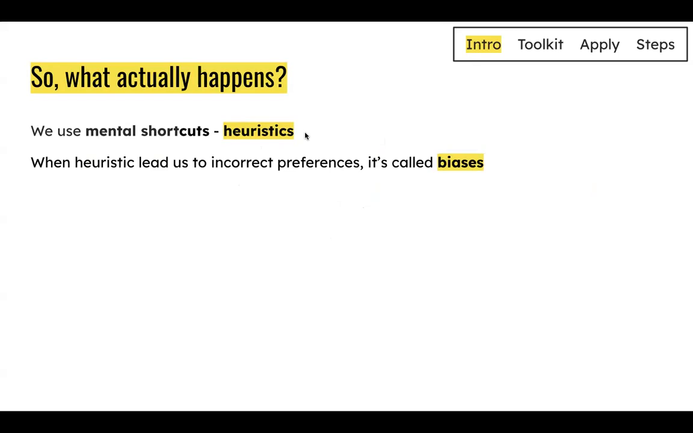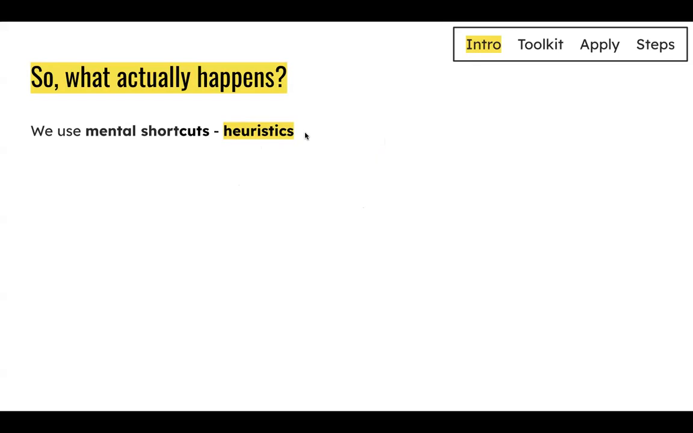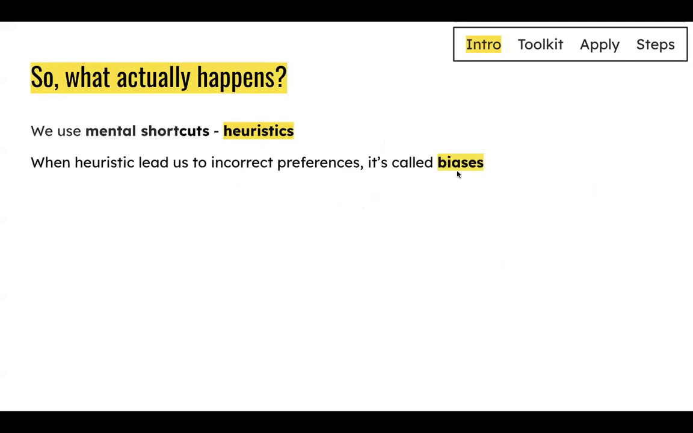So the other thing is, heuristics are nice. So these are just mental shortcuts, right? But then sometimes these heuristics lead to incorrect or wrong decisions, which is when we call it a bias. A heuristic becomes a bias when it leads to some harmful or bad decision.